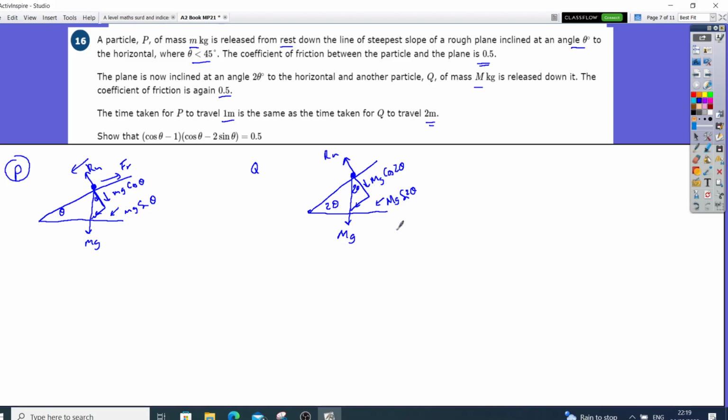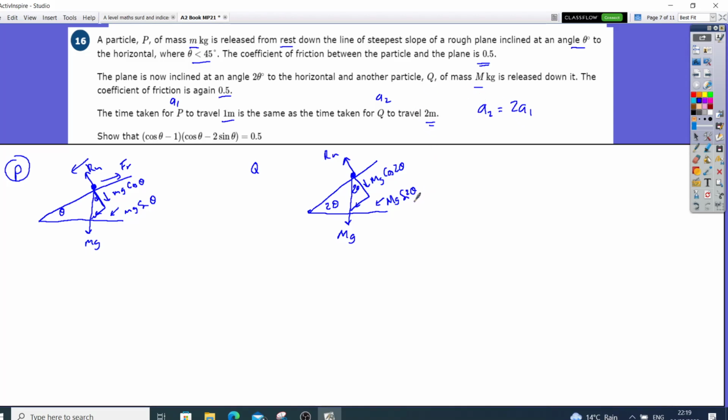Now it's telling you that the time it takes for P to travel 1 is the same time it takes Q to travel 2. So Q is traveling twice as fast as P. Whatever P's acceleration is, let's call it a1, and let's say the acceleration of Q is a2, we know that a2 is twice a1, because it's covering double the distance in the same time. So that's what the acceleration is.